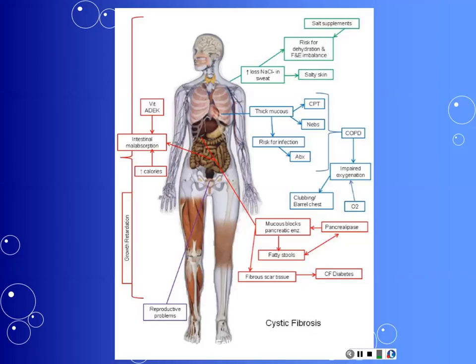A lot of times we will put oxygen on them if they're dropping to 88 or something like that, but it's normal for a kid with CF to walk around with stats of 95. It's not abnormal. Okay. Any questions about the respiratory component?